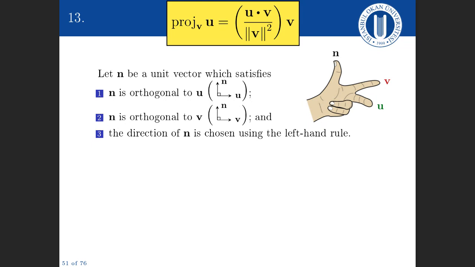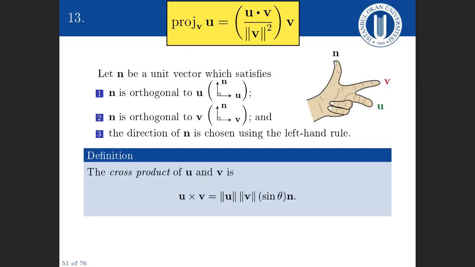Once we have this vector n, we can define the cross product of u and v to be u cross v is equal to norm of u, norm of v, sine theta n. Now we've seen a formula which is similar to this already today. We've seen that u dot v is norm of u multiplied by norm of v multiplied by cos theta. That was the dot product and that was a number.